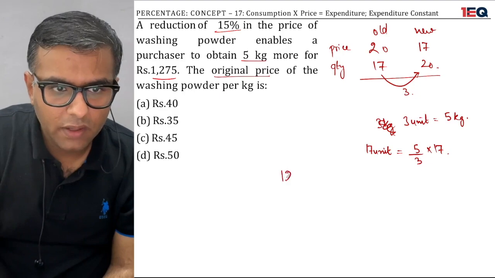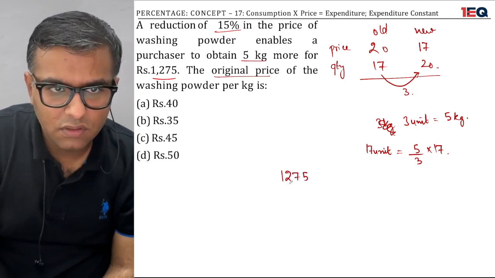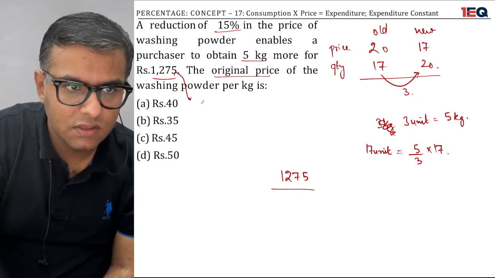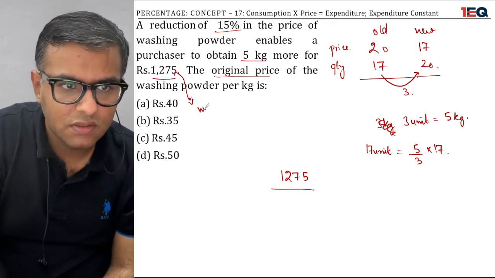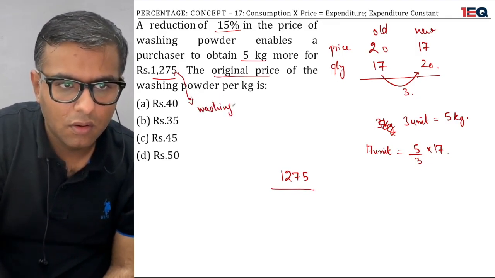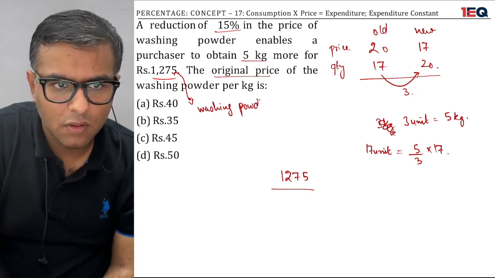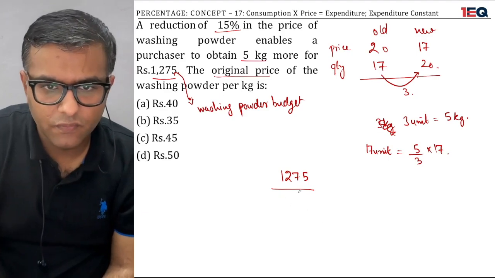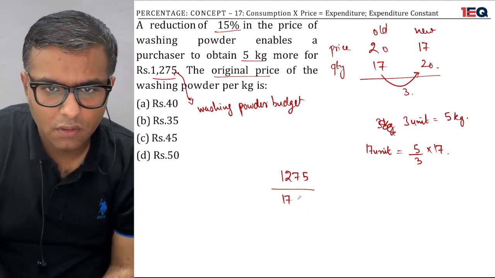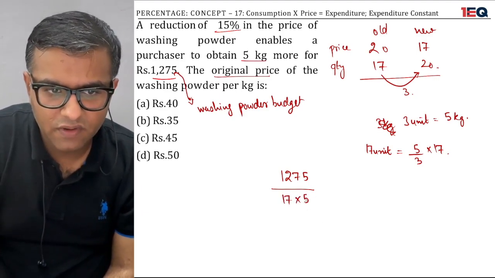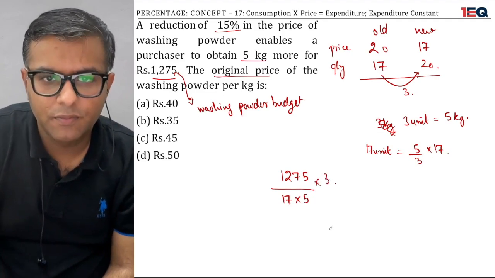Now 1275 was the total money that was being spent. Okay, what is this over here? This is the washing powder budget, 1275. 17 into 5 divided by 3 moves up.